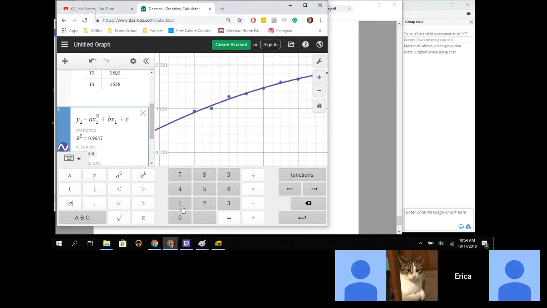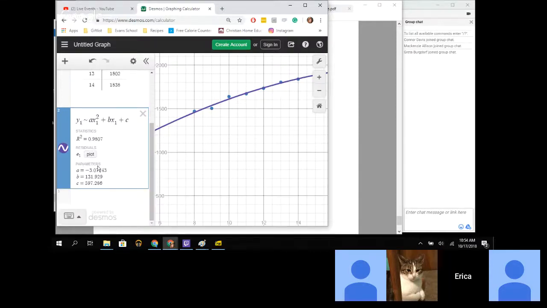Oh, voila. All right, so now we have a regression, and it tells you this quadratic is when A equals negative 3.07, B equals 131.9, and C equals 597.29. Right? So this would be your model of the data. Part C would be to use a graphing utility to graph the model with the scatter plot. Voila, Exhibit A.